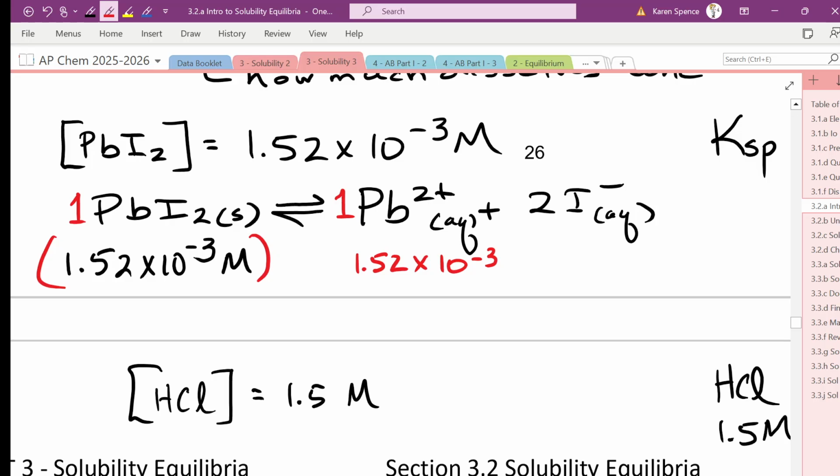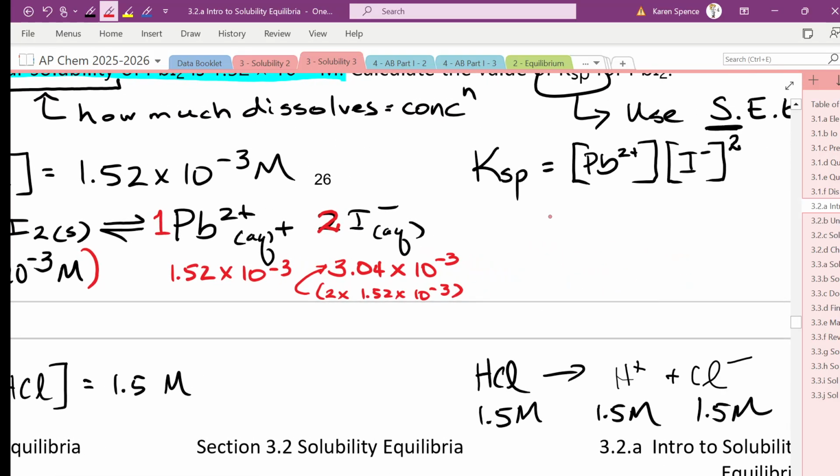And what would the concentration of I be? Negative 3, which is 2 times 1.52 times 10 to the negative 3. Okay? That's how we got that number there. Because it's twice as much because we have a coefficient of 2. Every time one lead iodide dissolves, you get 2 iodide ions. And so then what you're going to do is you're going to take those numbers and you can chuck them in here.